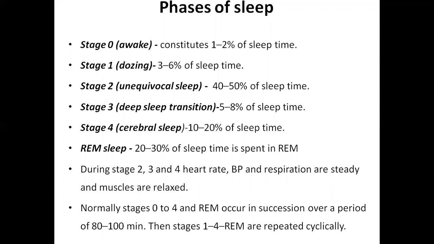What happens in the sleep cycle? It starts from stage 0, then 1, 2, 3, 4, then REM, and this will occur over a period of 80 to 100 minutes, and this cycle repeats. That's what is called the sleep cycle. So what happens from stage 0 to REM sleep, we will learn.